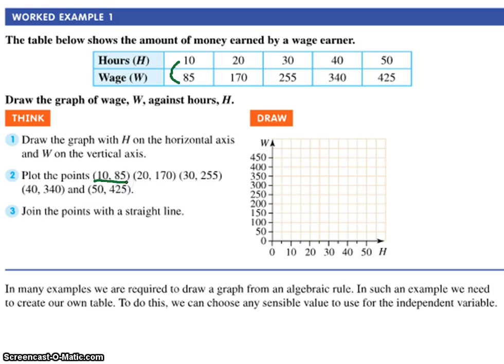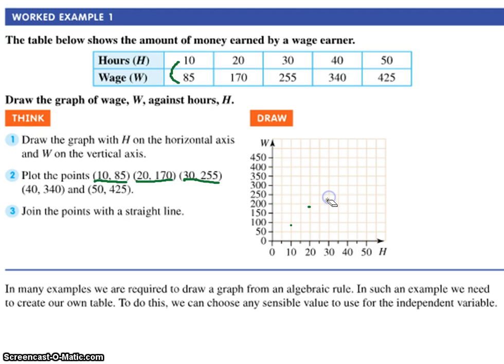Plot the point 10, 85. So 10 is on the horizontal axis and 85 is on the vertical. So we go across to 10 and up, and it's hard because they haven't done a great scale, but we'll put it there. That's about the 85 mark. The next one is going to be 20, 170. So very similarly, we go across to 20 and we go up to 170, which is going to be about there. Okay? And then 30, 255. We'll go across. It's going to be just about there. Oh, that was terrible. Let's just get rid of that one and do it again.